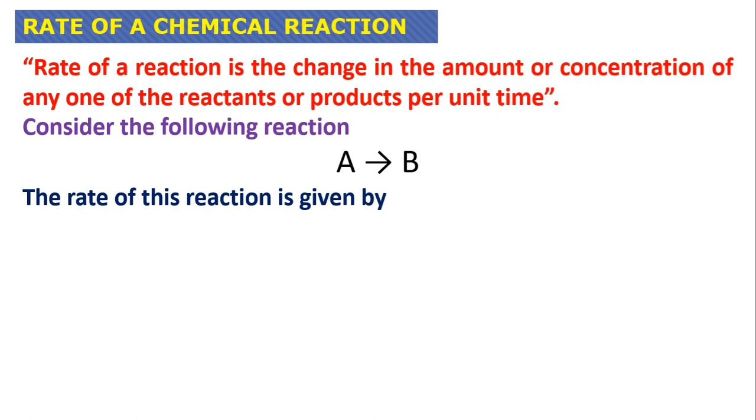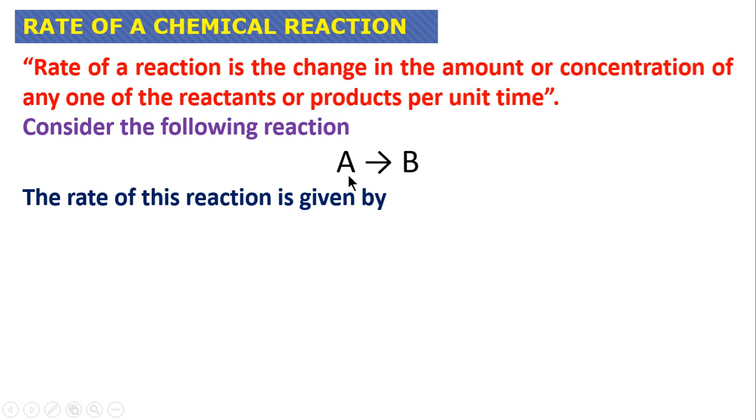So the rate of the reaction is important for a chemist for designing a process to get a good yield of a product. For example, consider the following reaction. A gives B. A is the reactant and B is the product. Now, the rate of a reaction is the change in the amount or concentration of any one of the reactant or product per unit time.